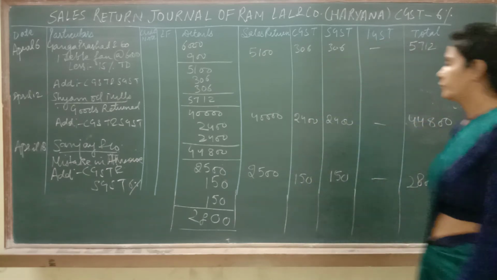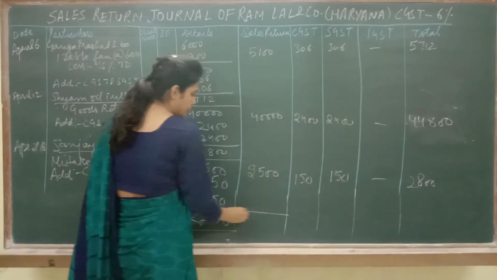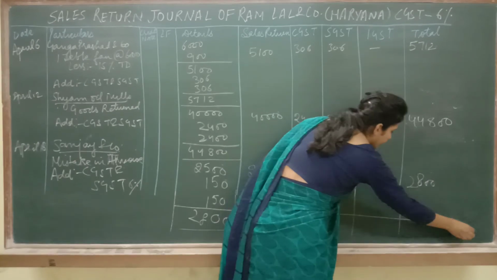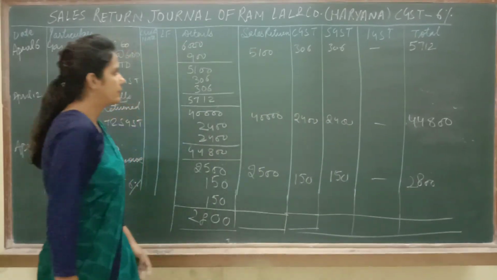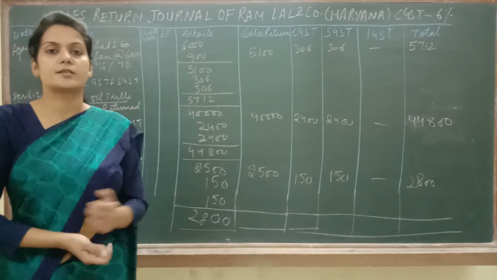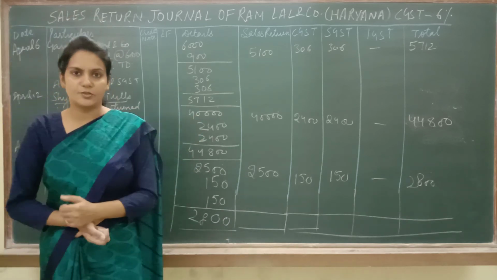That's all. Now what you have to do is total each and every column. That's all. This is all about the sales return book. This is how we make it. So I hope now this topic is clear to you. Thank you.